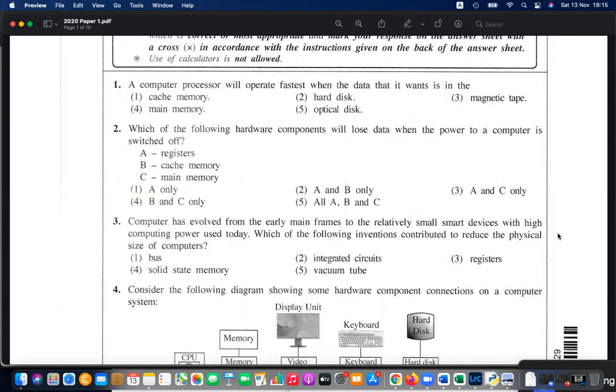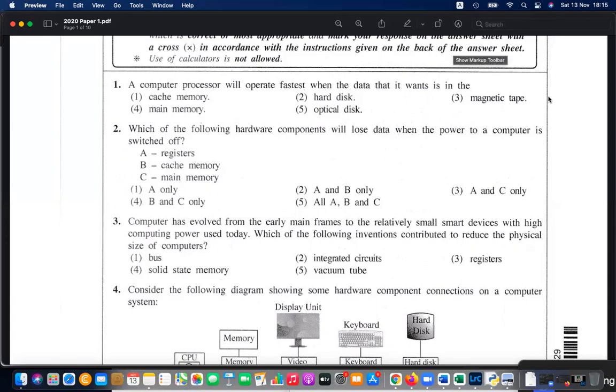Which is the closest memory to a computer's processor? Is it hard disk, magnetic, cache, memory, optical? Which one? Yes, it's cache, right? It's cache memory, because cache memory is inside the processor.